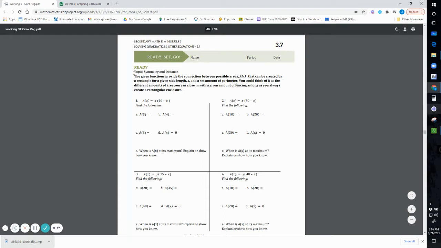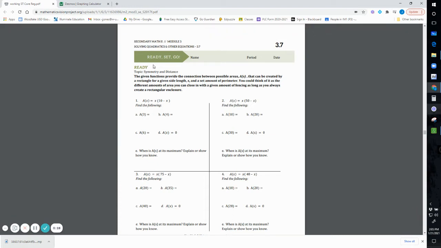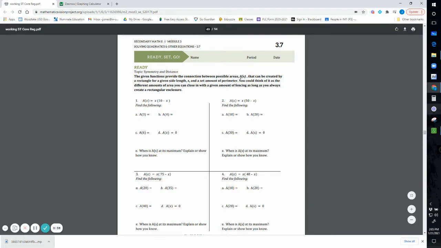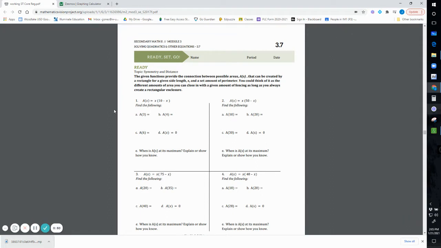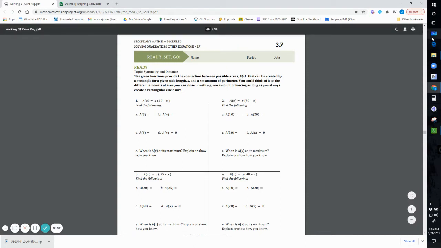The given functions provide the connections between possible areas, A of x, that can be created by a rectangle for a given side length x and a set amount of perimeter. Wow, that sounds like a long, daunting sentence, doesn't it? You could think of it as the different amounts of area you could close in with a given amount of fencing as long as you always create a rectangular enclosure. All right, so this is all in a gist, just trying to say that we're going to give you the area of a rectangle, and we're going to try and figure some stuff out.